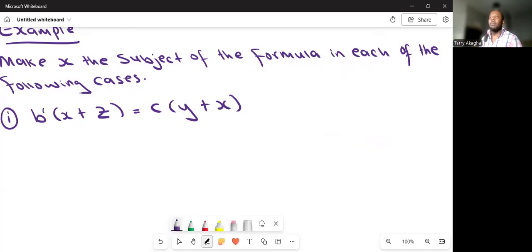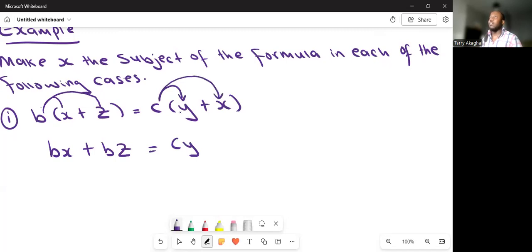So b times x will give you bx, and b times z is going to give us bz. The same thing, c times y is going to give us cy, and c times x is going to give us cx. Now we have to get all the x to one side. Is that making sense? The best way to do it is to subtract cx from both sides, or you can take cx across to the other side. Any method you want, but I'm going to just subtract cx from both sides so that all the x is on one side.